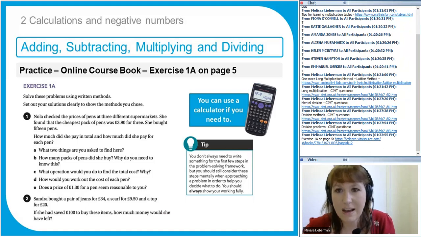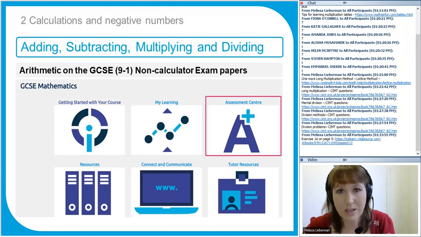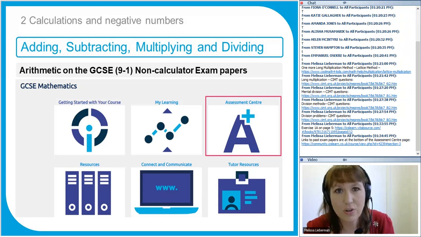If you want to really have a look at how hard the questions are going to be in the final exam, in terms of how difficult the arithmetic is going to be, go to the assessment centre page. I'm going to give you a link here on your course. If you're watching a recording of this, I'm going to add an extra unit shortly, Unit 5, which will have all of the exam papers in it. But for now, they're in the assessment centre page.